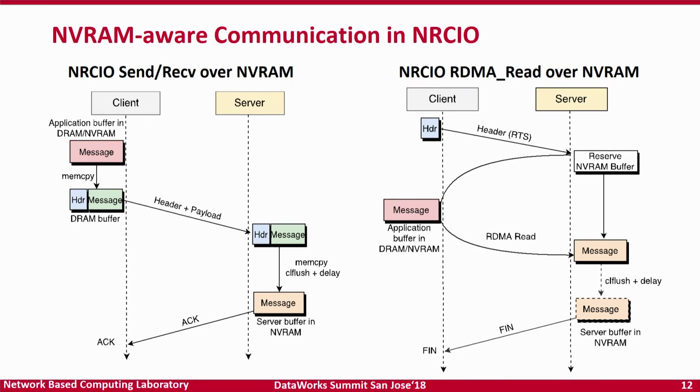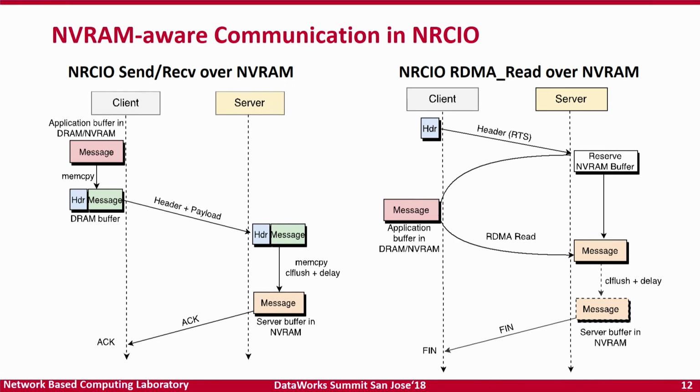On the left-hand side, you see a send-receive-based protocol for communication over NVRAM, and this is typically what we call an eager protocol. In this protocol, you have an application buffer either in DRAM or NVRAM, and this buffer is copied into a pre-registered buffer that has already been registered using the RDMA APIs. This buffer is sent to the server using a send-receive-based communication model. The server side will do a memcpy into the NVRAM buffer and do a CL flush so that it knows that the data is actually persistent in NVM. Then you can add a delay here to emulate the NVM performance.